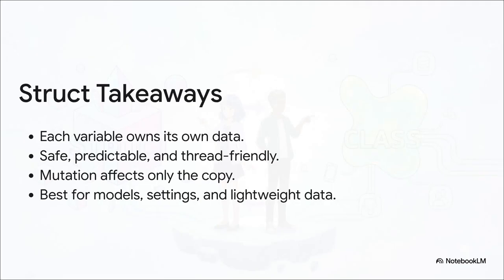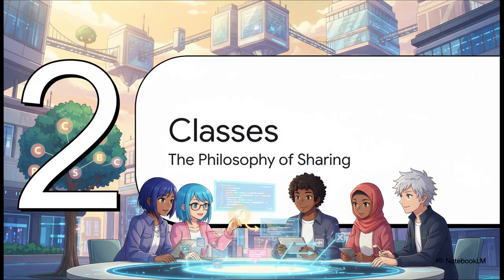So what's the big takeaway here? With structs, every variable owns its own little island of data. This makes your code incredibly safe and predictable. You make a change over here, and you don't have to worry about some weird side effect happening way over there. That's why they're perfect for things like data models, coordinates, or simple configuration settings. So that was the philosophy of copying.